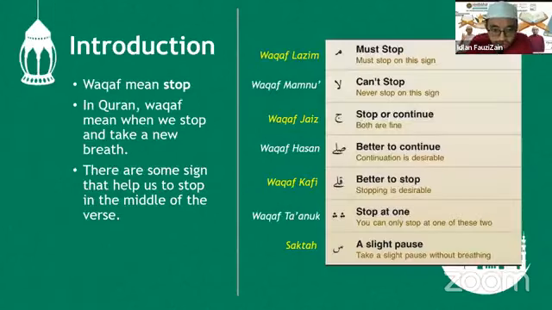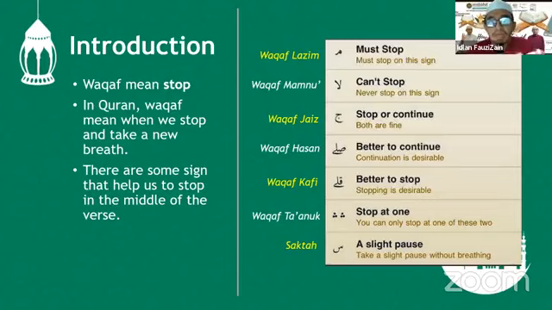Okay, so wakaf means stop. And in Quran, wakaf means that when we stop, we take a new breath to continue the recitation. So there are some signs that help us to stop in the middle of the verse. We can see there are 7 signs here. First, the sign mim, which we call wakaf lazim. The sign lam alif, we call wakaf mamnu. Mamnu means prohibited.